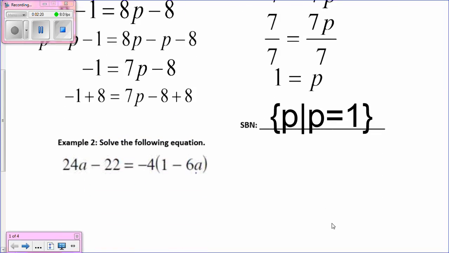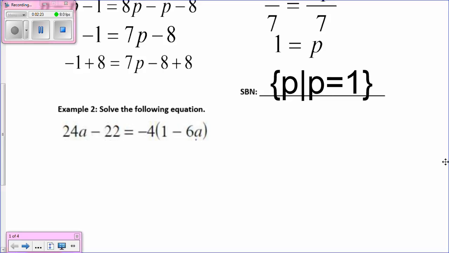So let's look at example 2. Again, just solving the equation is not the hard part. It's identifying what kind of answer we have. Is it one solution, no solution, or infinite? So let's look at this one. I got to distribute first the negative 4. Did that. So I get negative 4 plus 24, because negative 4 times negative 6 gives me a positive 24.